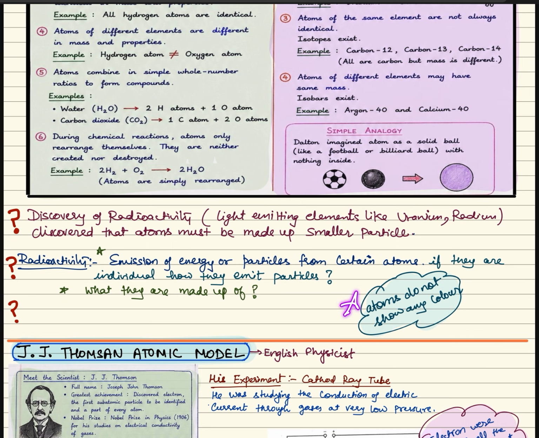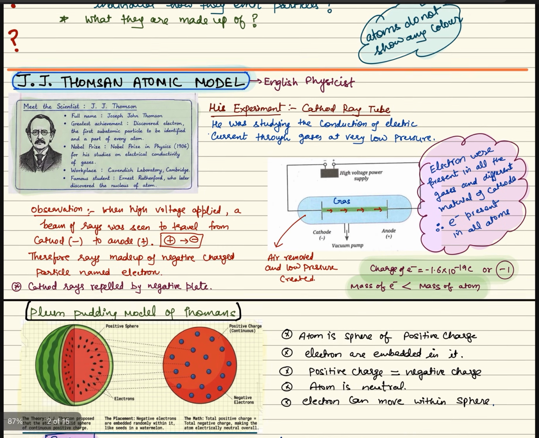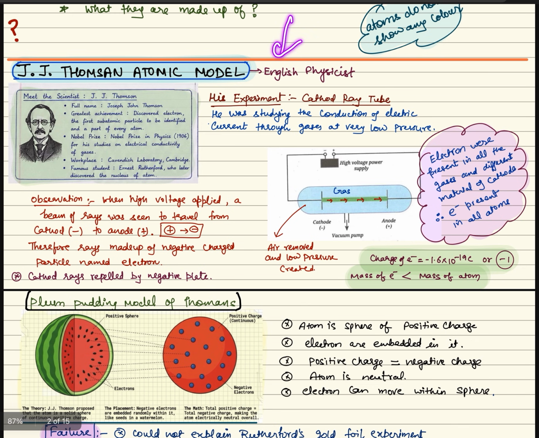Okay, now J.J. Thomson, now the next scientist, discovered the atomic model. Okay, according to J.J. Thomson's atomic model, I have written something about it. About J.J. Thomson, you should learn when he got the Nobel Prize. Okay, and what was his workplace. Okay, so just go through it.